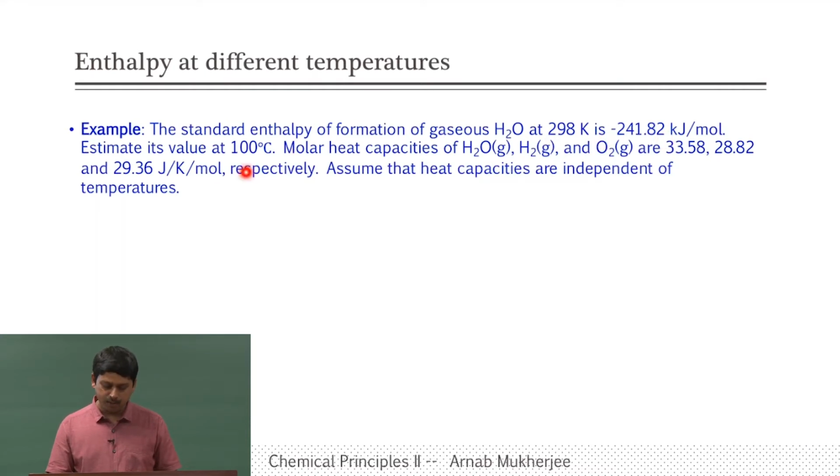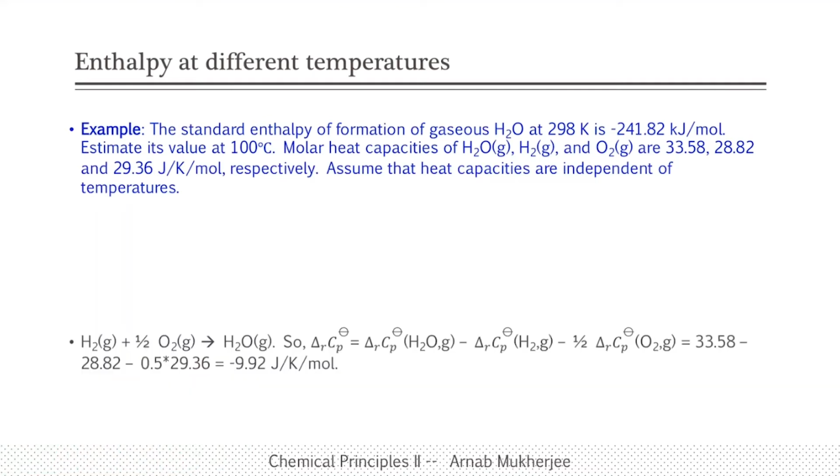Now, this is just a simple example: the standard enthalpy of formation of gaseous H2O at 298 is this much; estimate its value at 100 degree centigrade. Okay. So, 298 Kelvin and 100 degree is 373 Kelvin, right. The molar heat capacities of water, hydrogen and oxygen are given. Assume the heat capacities are independent of temperature, otherwise we cannot subtract them because they are going to change, right.